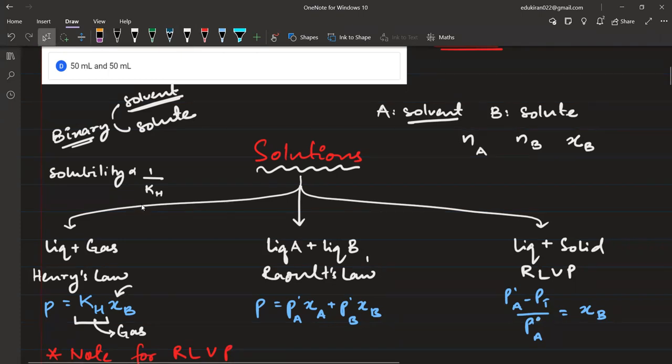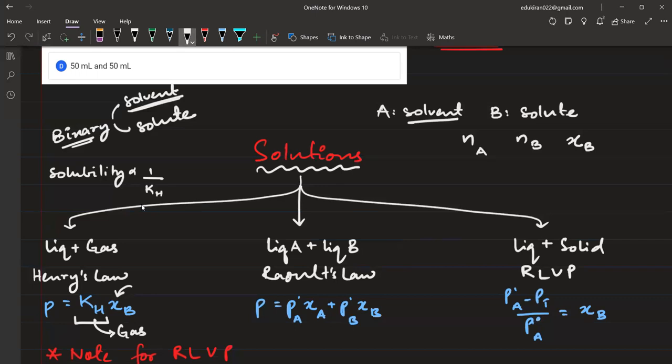Raoult's law just says that the partial pressure due to A will be equal to the product of the vapor pressure of pure A into the mole fraction, so P naught A chi A. And PA plus PB will give you P naught A chi A plus P naught B chi B. But inherently, you have to use this equation that I have written in blue.